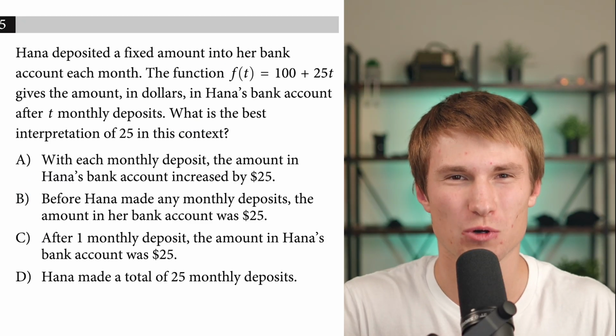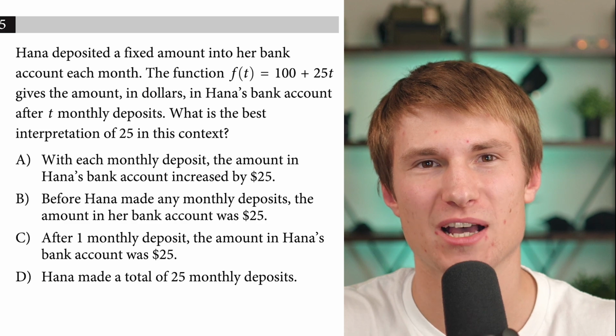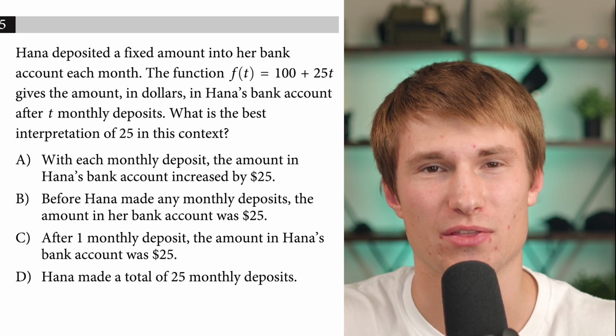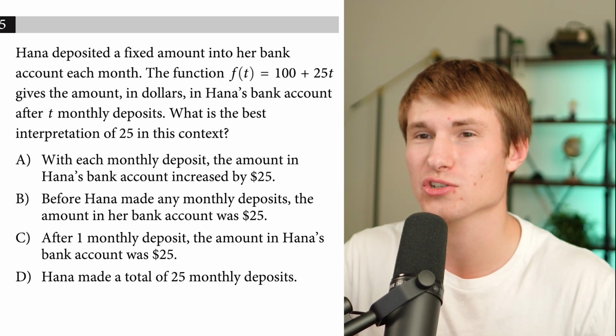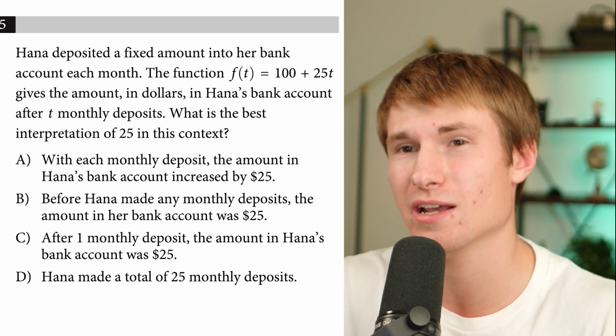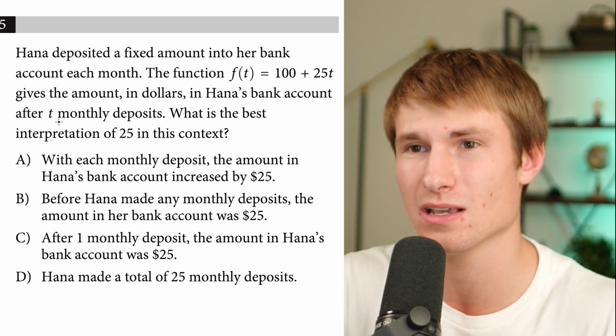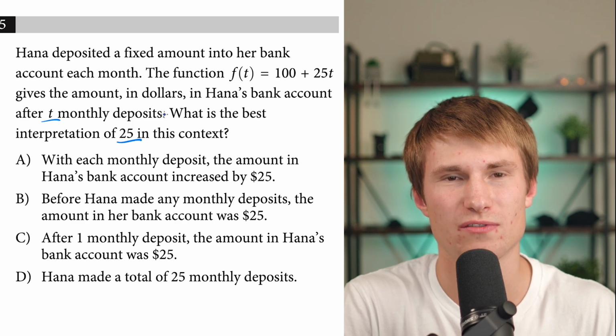Here's how to interpret this word problem on the SAT. Question 5 states Hannah deposited a fixed amount into her bank account each month. The function f of t equals 100 plus 25t gives the amount in dollars in Hannah's bank account after t monthly deposits. What is the best interpretation of 25 in this context?